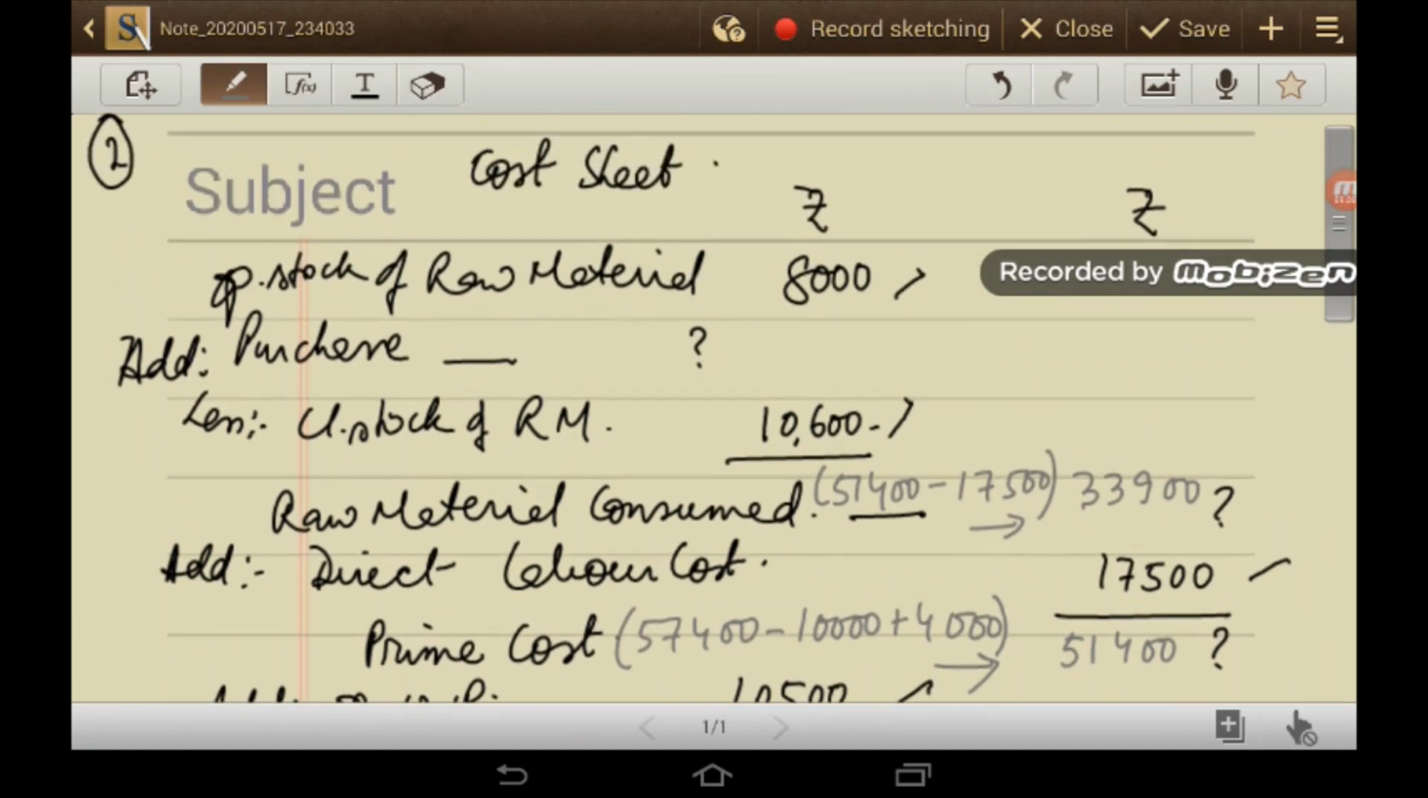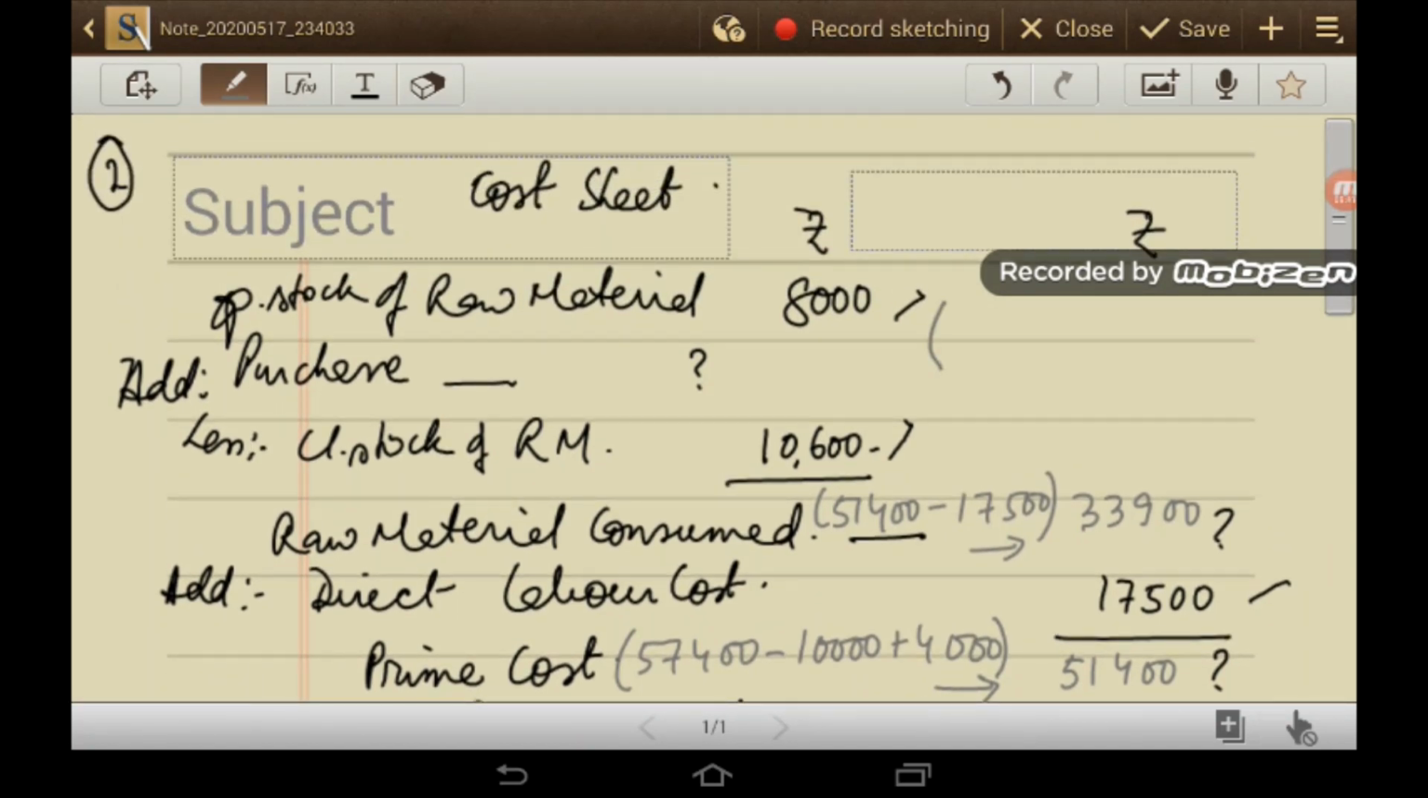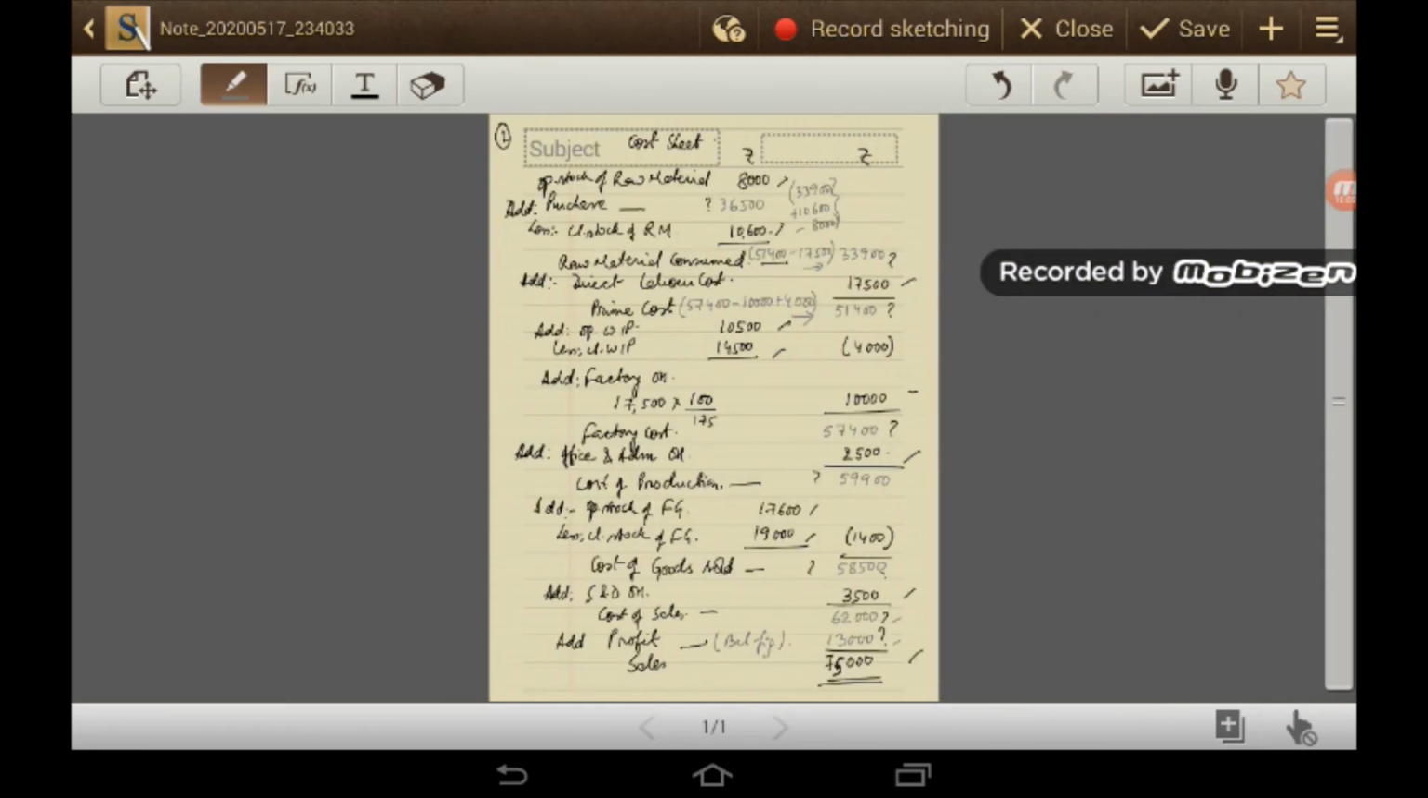And what is the value of raw material purchased? So raw material purchased is equal to 33,900 plus 10,600 minus 8,000. So this is the working I am doing here for your understanding, and your raw material purchase will be 36,500. This is a very important problem that I have done here, and all the missing values I have calculated after doing a small working.